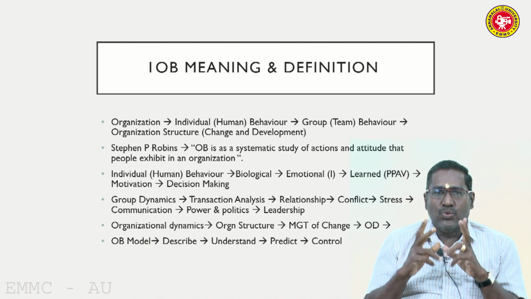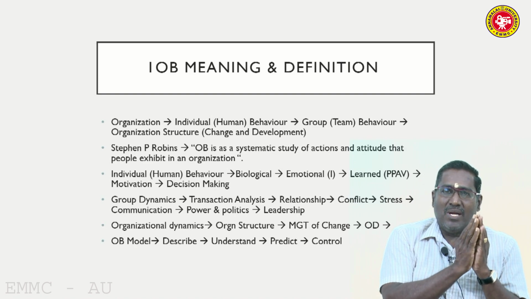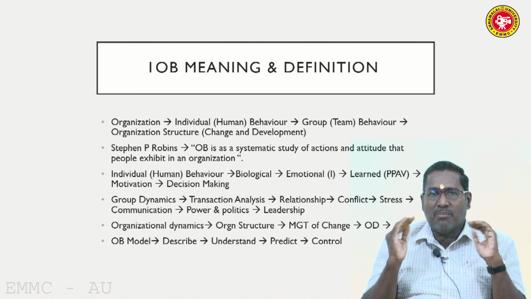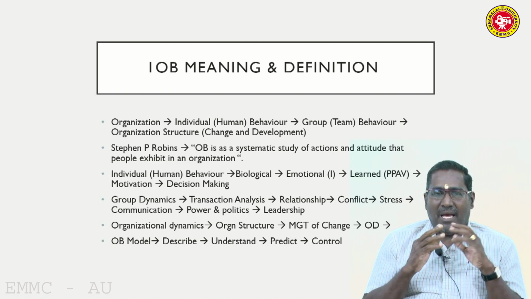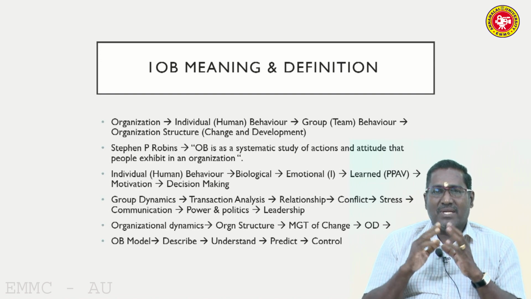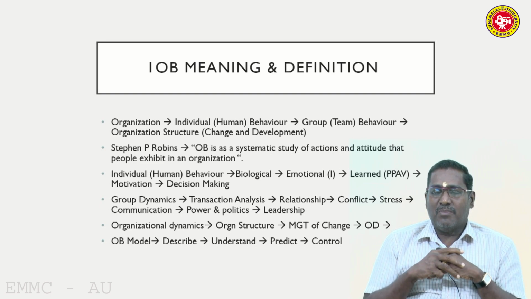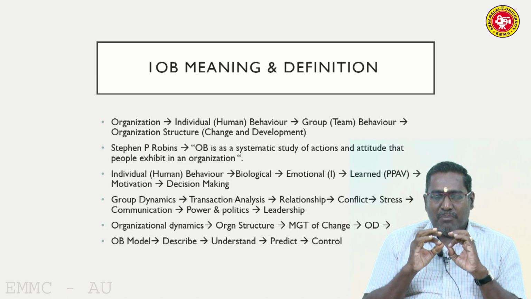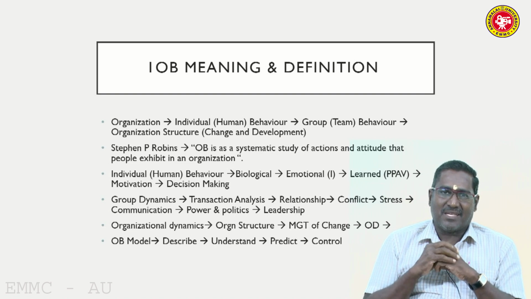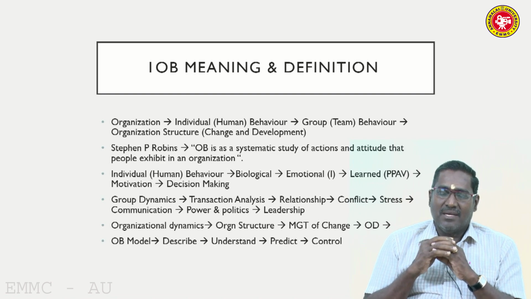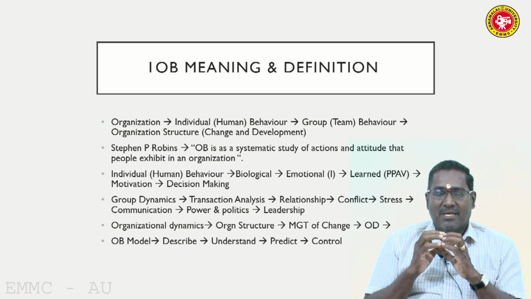So he has taken two things into account. One is action. While you perform the actions, how are you maintaining your attitude? So it's all about combining the actions as well as the attitude of an individual in a systematic way. We study how he is performing his activities. So it's a very brief and simple definition that takes care of organizational behavior, meaning and definition. So I repeat, OB is a systematic study of actions and attitude that people exhibit in an organization.